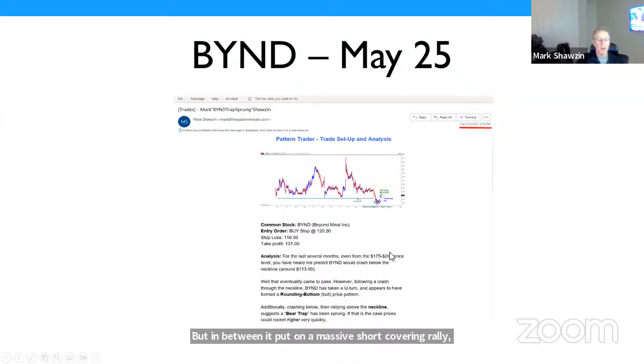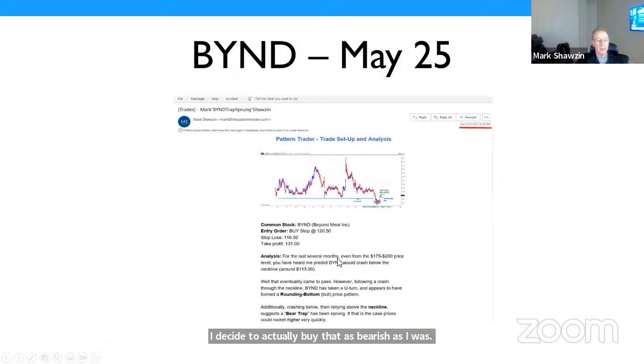But this is where I recognized it. I said, okay, here's the pattern. And right there where it broke the neckline, I said, okay, this thing's ready to go down. And when it didn't go down, all kinds of red flashing signs were going off. And, you know, there's one thing, you just stand aside. I decided to actually buy that. As bearish as I was, I kind of figured, okay.